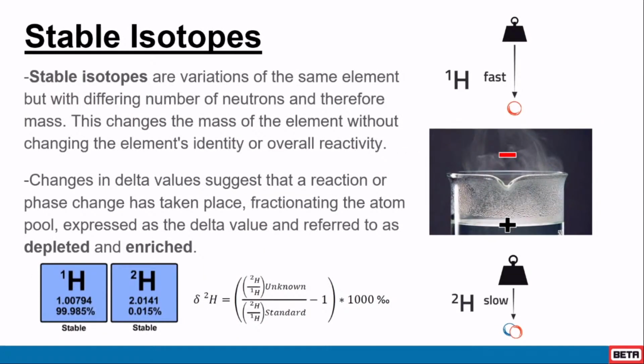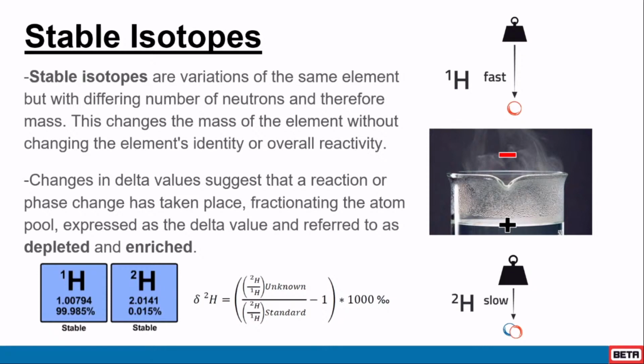So before we jump into looking at data, I just wanted to make sure that we were all familiar and on the same page as far as stable isotopes and what it is we're reviewing. A stable isotope is a variation of the same element, but with a different number of neutrons. Therefore, its identity and overall reactivity are the same, but you have one that's a bit more massive and therefore more sluggish during reactions and phase changes.